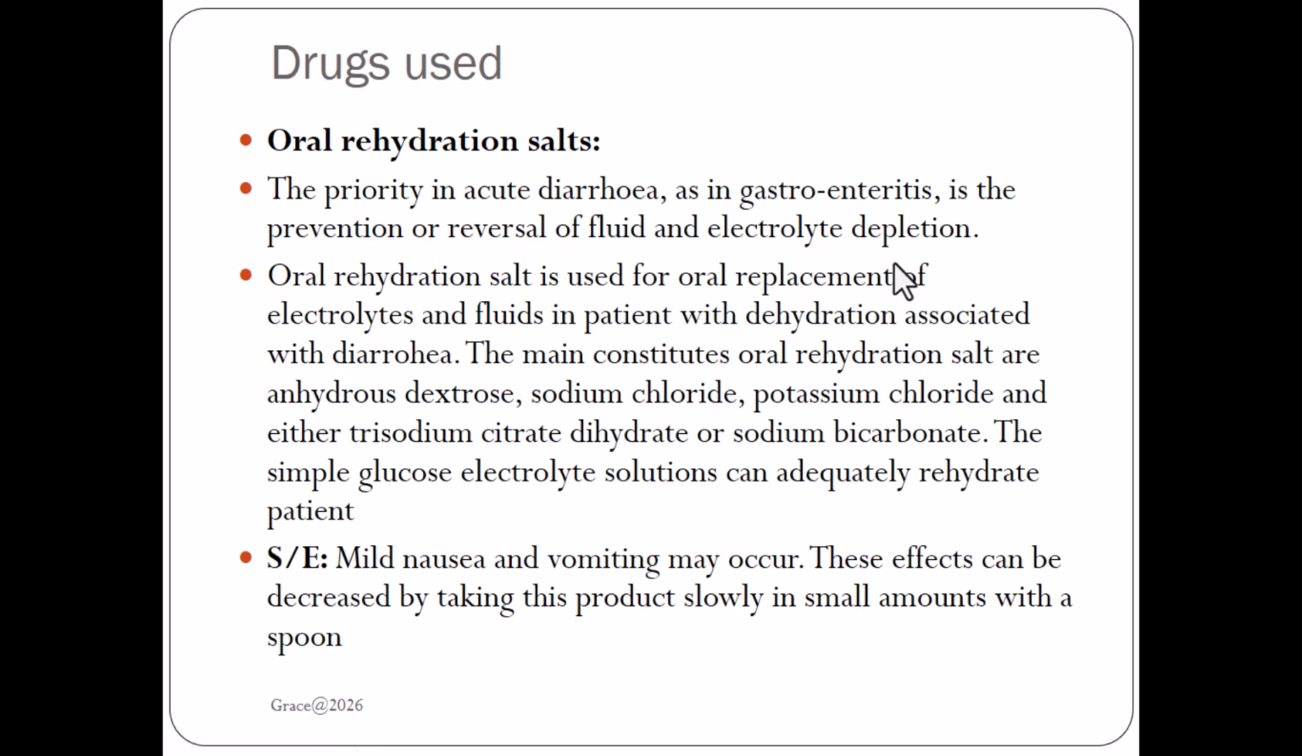So how are the oral rehydration salts used? So we see that the priority in acute diarrhea, as in gastroenteritis, when there is inflammation at that specific area, we call it enteritis. So oral rehydration salt is used for oral replacement of electrolytes that have been lost, that have been secreted from the body. In a patient with dehydration associated with diarrhea, when your patient is dehydrated as a result of diarrhea, you give the oral rehydration salt.